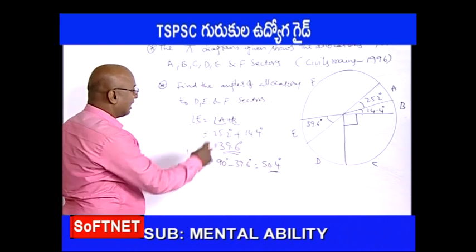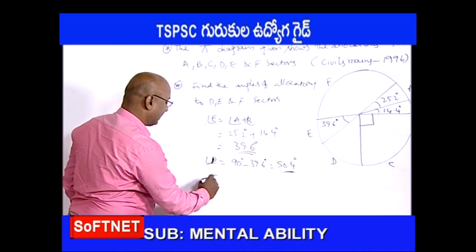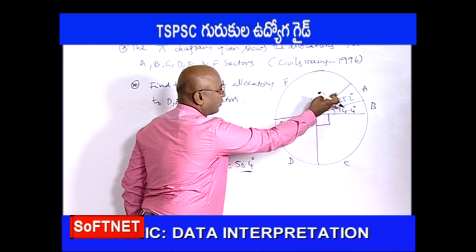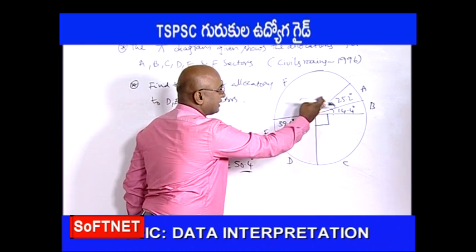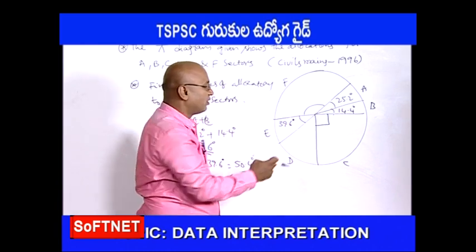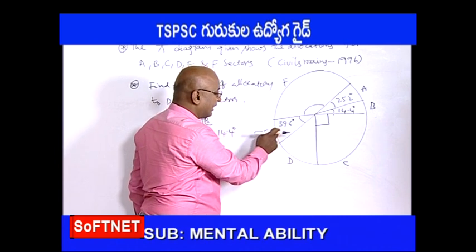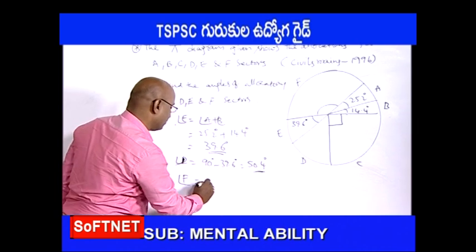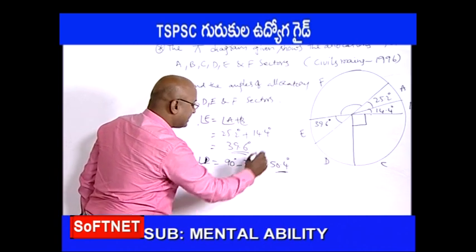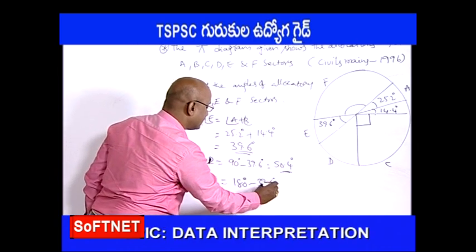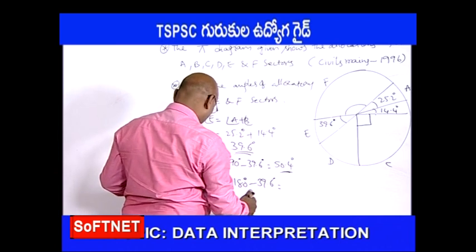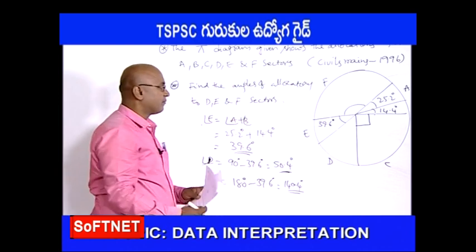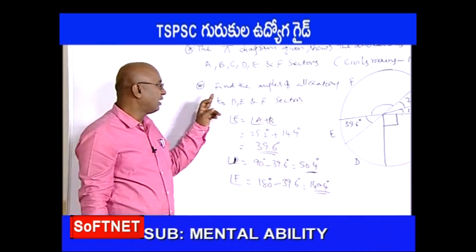50.4 degrees. And the angle F, what is the angle F? So this is the angle F. The total angle in this half circle is 180 degrees. And we know the value of angle E, 39.6. The remaining is F. So F is equal to 180 degrees minus 39.6 degrees, that is equal to 140.4 degrees.